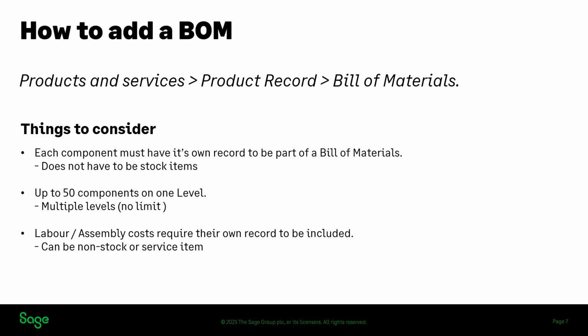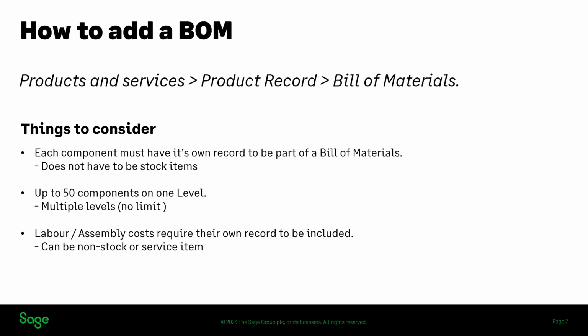You can have up to 50 components on one level, and by level, I mean per product, but multiple levels are available, so there's no limit on how many levels that you can have. For example, you might have flat pack furniture. Instead of having a level listing screws, bolts and handles and glue, you could then have a fixing kit, which includes all of those subcomponents. That gives you more opportunity to have more lines on one level, rather than listing all of those and taking up part of that 50 components.